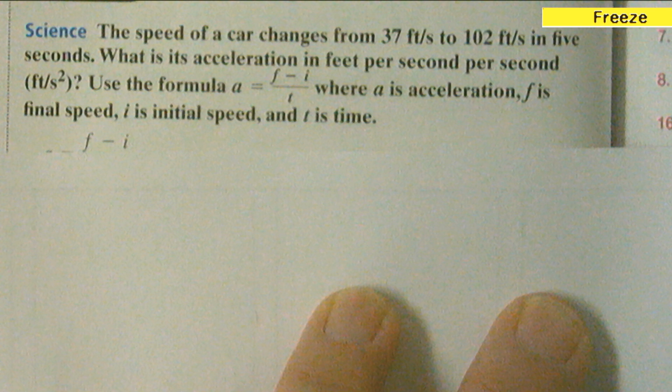Alright, it says the car's speed changes from 37 feet per second to 102 feet per second in 5 seconds. So you've got to figure out which variables that information is. Talk to people by you. If you're having troubles, talk it through. But you should be able to go into that story problem and pick out what information they have given you that you're going to substitute into that formula.